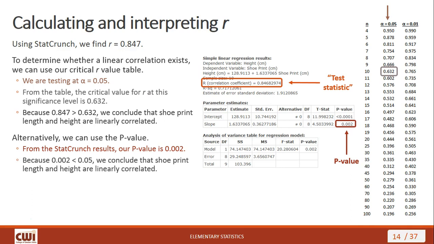Because our p-value of 0.002 is less than our significance level alpha of 0.05, 5%, we can conclude that shoeprint length and height are linearly correlated. The area represented by the p-value can fit inside the area represented by alpha. Therefore, we're in the rejection region, we reject H naught, and we conclude shoeprint length and height are linearly correlated.